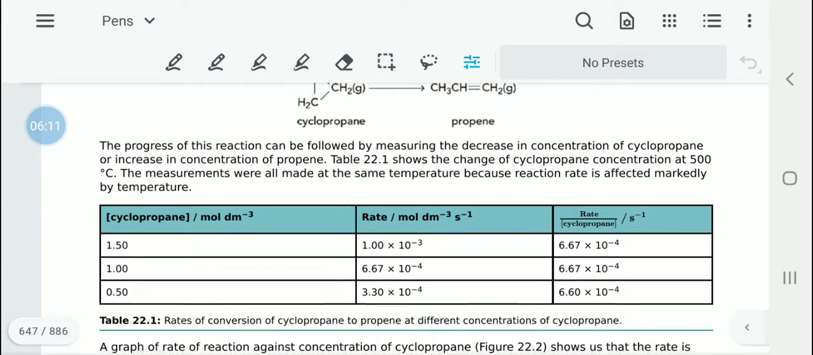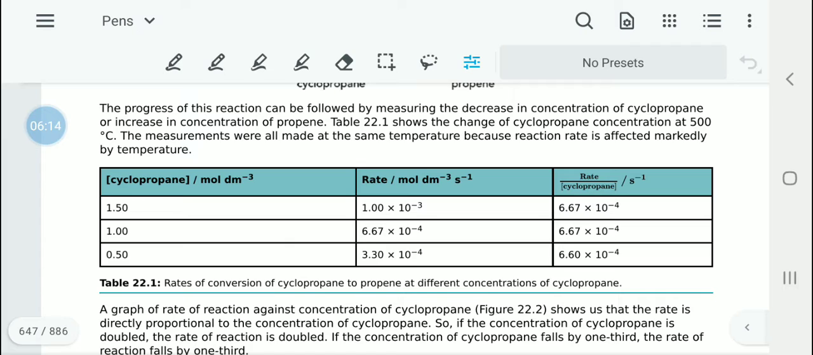Now this table shows the change of cyclopropane concentration, the reactant concentration, at 500 degrees Celsius. All of them were measured at the same temperature, because if there is a temperature difference, that would actually affect the rate of the reaction. So to figure out the rate of the reaction, we have kept the temperature the same.